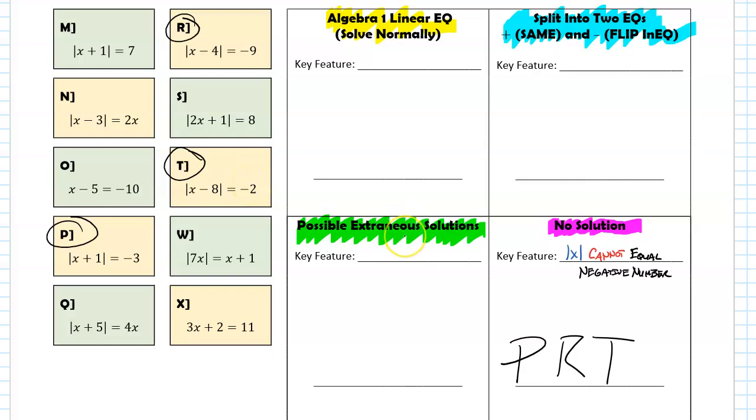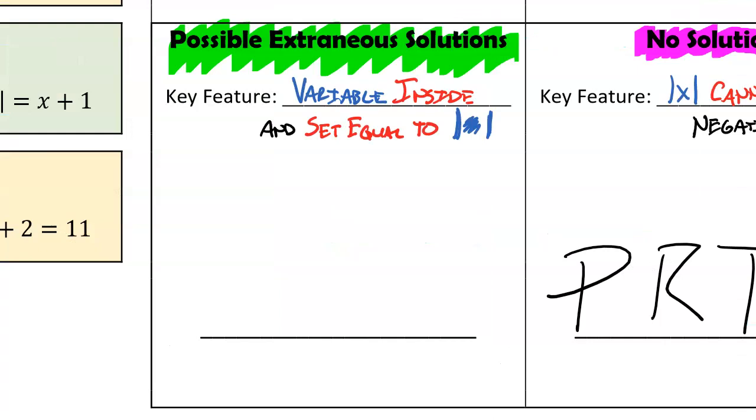All right, possible extraneous solutions. So these are ones where we may get 2 answers in terms of our algebraic solving, but one of them may not work. And when we check it on the graph, we see that one of them fails. Well, what's the key feature from the equation that lets us know that, hey, there may be a possible extraneous solution? Well, anytime we have a variable both inside and set equal to an absolute value, this generally means that there's a possibility of an extraneous solution.